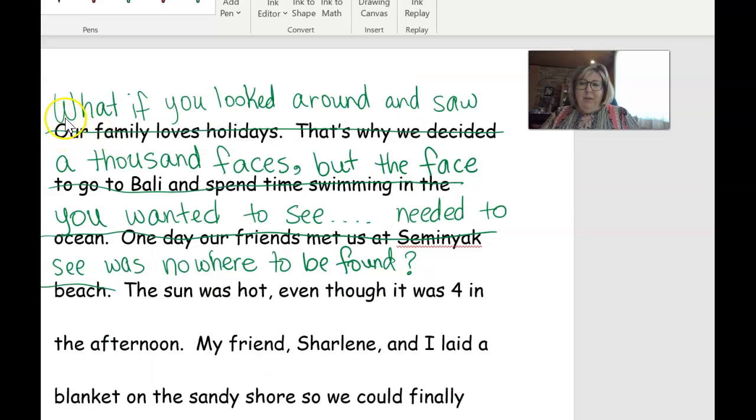Now you can see that I have crossed out my original opening, and instead I'm making my story better. I took my pen and I said, what if you looked around and saw 1,000 faces, but the face you wanted to see, needed to see, was nowhere to be found? Isn't that more interesting? Won't the reader want to know why I'm looking around trying to find somebody? Who am I looking for? Will I find them? There's so much excitement. So today, you're going to have time to do that to your story too.